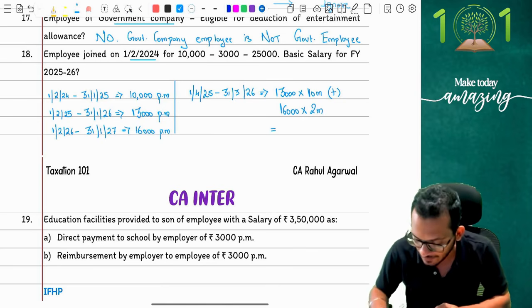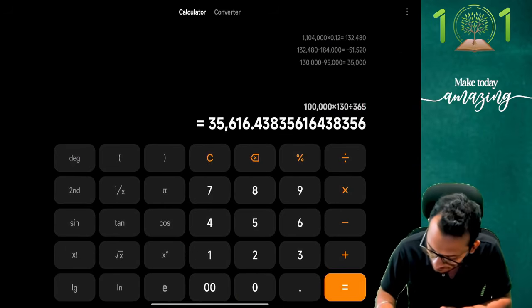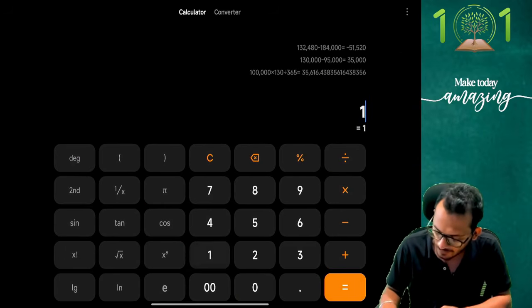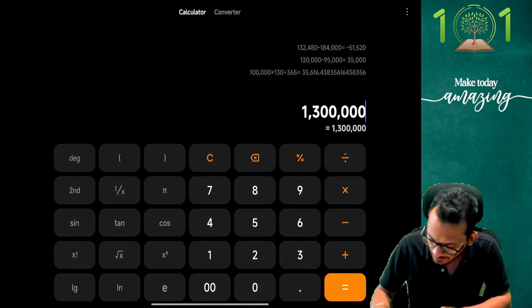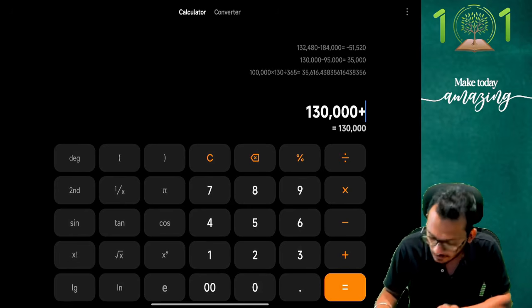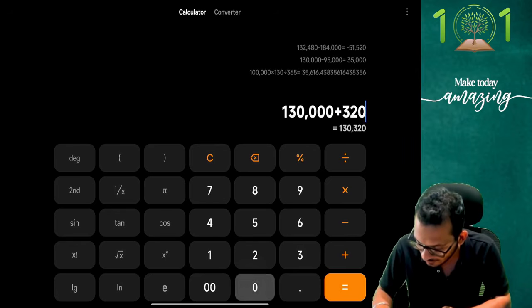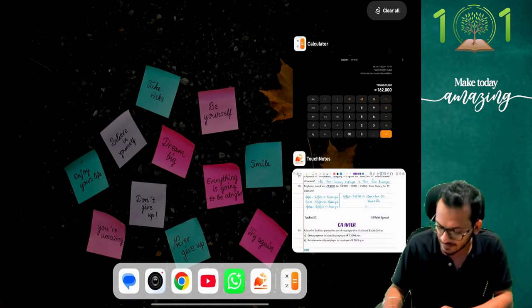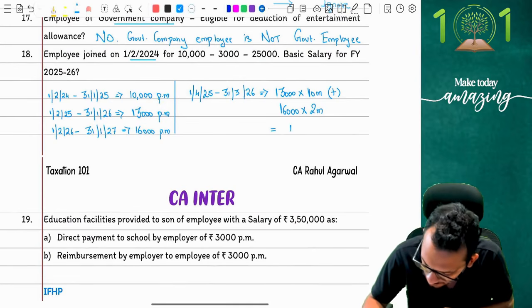With this understanding, people, I can confirm to you, let's say put it as 13,000 into 10 is going to give me 1,30,000. I'm going to add another 32,000 because 16,000 for 2 months, which is 32,000. Answer has come to 1,62,000. So 1,62,000 is my basic salary for you to keep in mind.